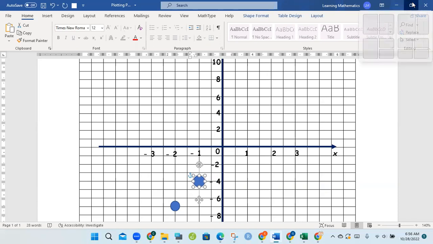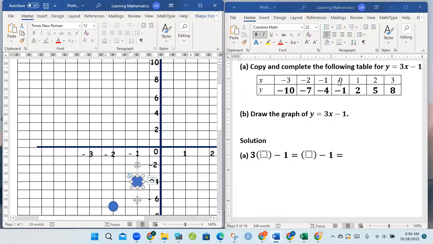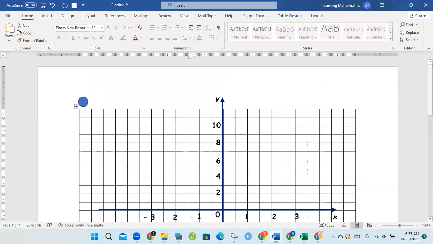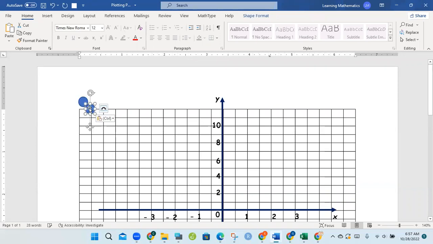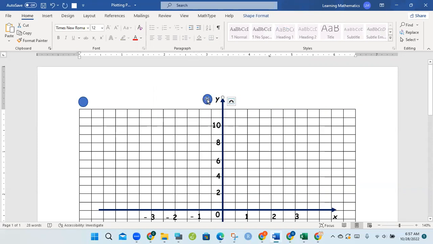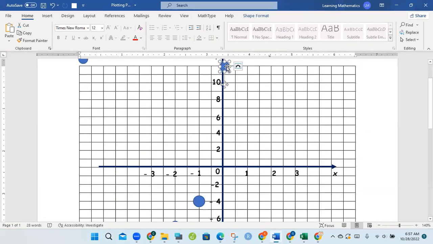Right. Now we're going on to 0 on the X and -1 on the Y. 0 on the X, that's the Y-axis. On the Y-axis, X is 0. So here it is, 0 on the X. Right on the Y-axis, X is 0. And we're supposed to go down to -1. -1 is between 0 and -2. Right there.